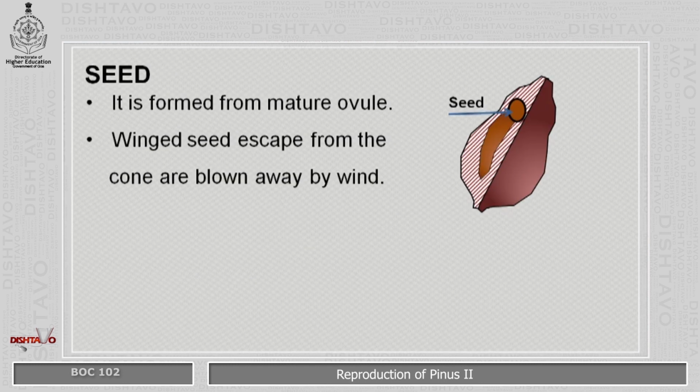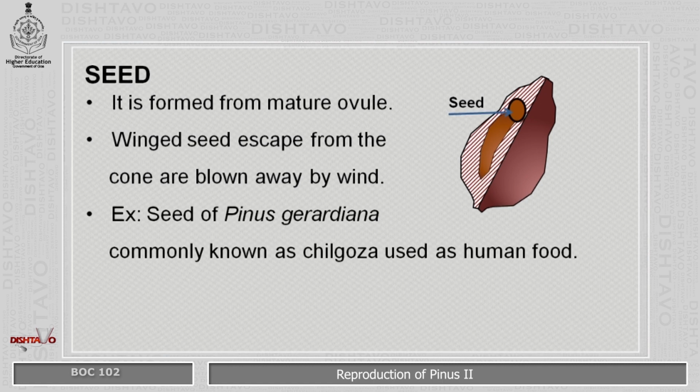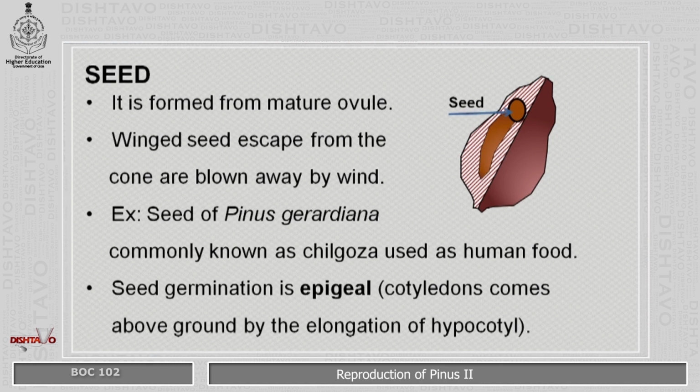Seed formation. It is formed from the mature ovule. Winged seeds escaped from the cone are blown away by the wind. Example, seeds of Pinus gerardiana, commonly known as chilgoza, are used as human food. Seed germination is epigeal, which means the cotyledons come above the ground by the elongation of the hypocotyl.